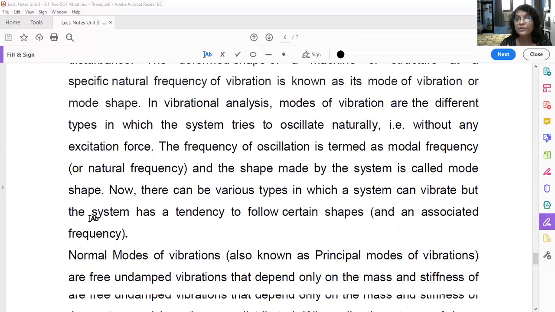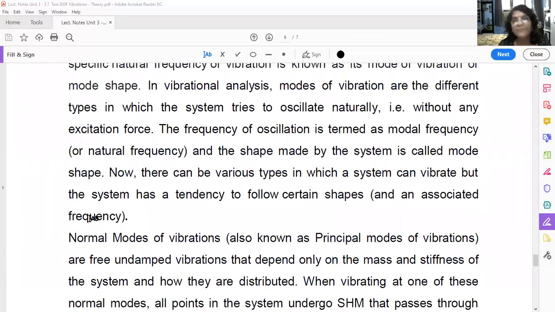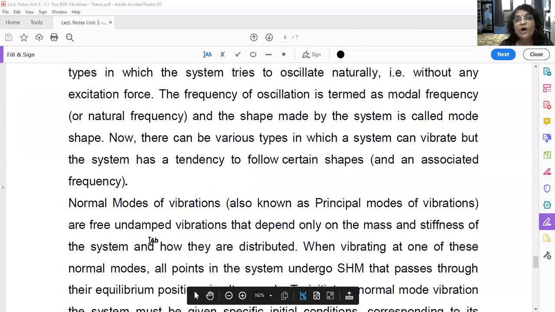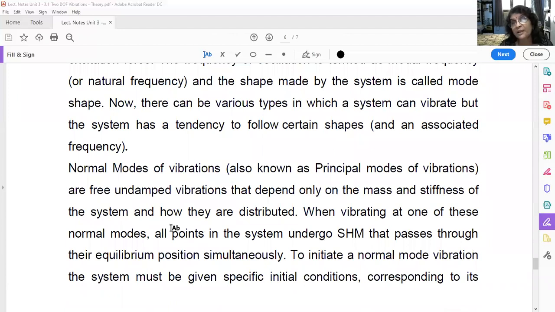Okay, now there can be various ways in which a system can vibrate, but the system has a tendency to follow certain shapes only. It cannot vibrate in any undefined shape. There are certain shapes in which systems can vibrate. Now the normal modes of vibration, that is also known as the principal modes of vibration. This is a very important concept. Normal modes of vibration or principal modes of vibration.